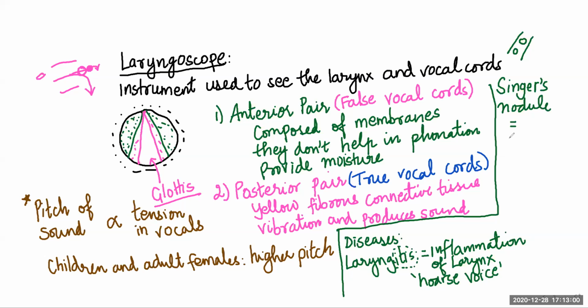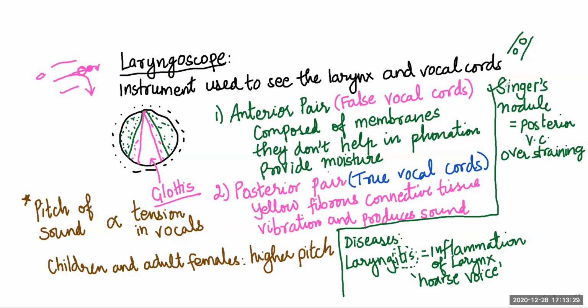Okay, they are generally found in the posterior pair of vocal cords. Posterior pair of VC, meaning vocal cords, and this occurs due to overstraining of the vocal cords. ठीक है, तो सिंगर्स में बहुत कॉमनली ये नोड्यूल्स दिखते हैं. तो सिंगर्स नोड्यूल्स and laryngitis.